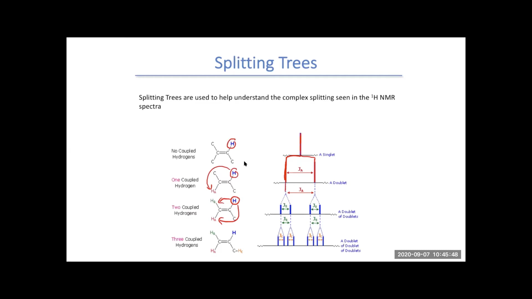Then each one of these peaks gets treated like its own splitting pattern. The first peak gets split into a doublet, since there's one HB, and the second peak gets split into a doublet as well, since it's one HB. This split up here is when our hydrogen sees HA, and this split down here is when our hydrogen sees HB.